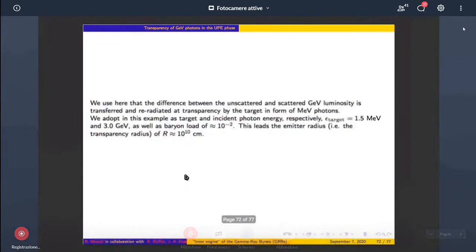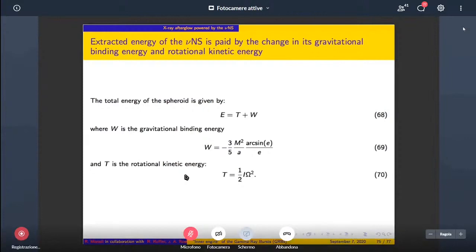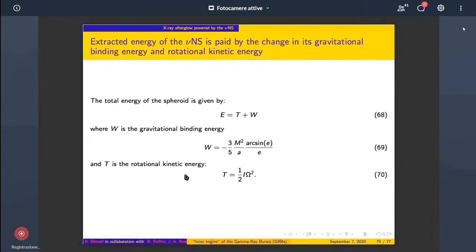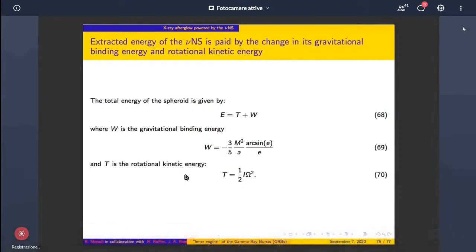I don't go into this, but the second part of the story is the companion neutron star. It has been shown in our previous works that the X-ray afterglow is powered by the new neutron star. But recently we have shown that using the spheroid and the change in the gravitational binding energy and the rotational kinetic energy, we can fully explain the energetics of the X-ray afterglow, even without needing to explain the magnetic field around the new neutron star.